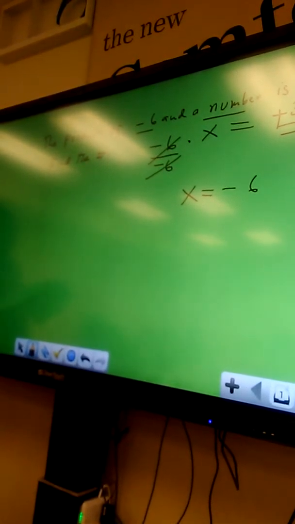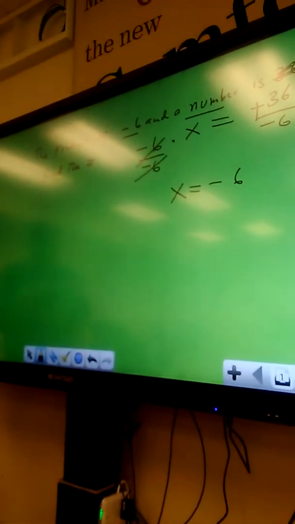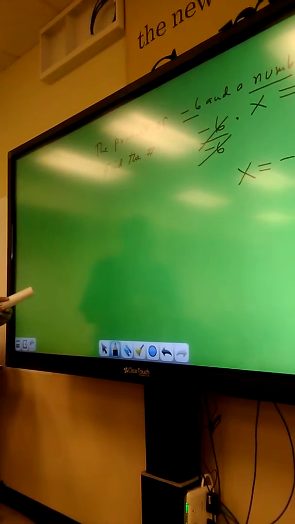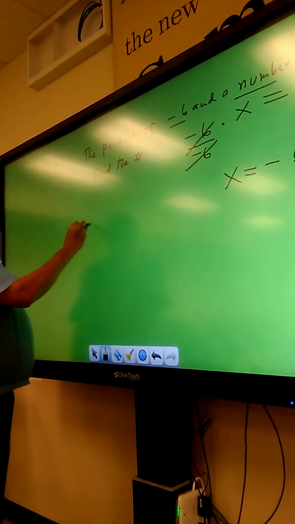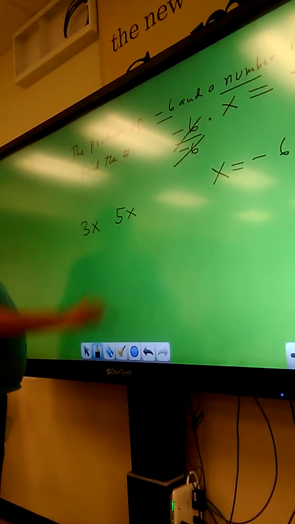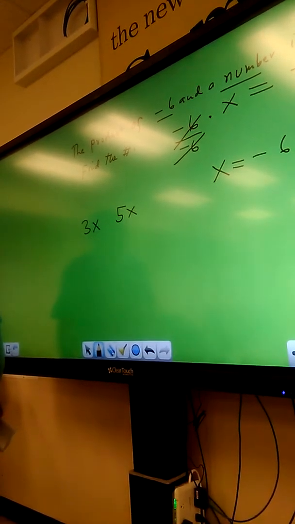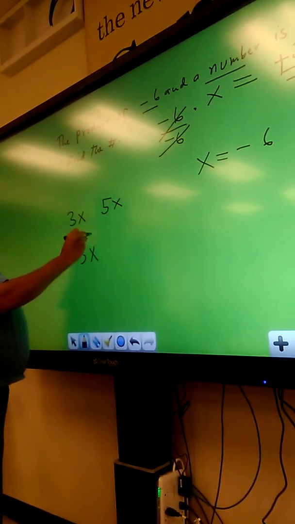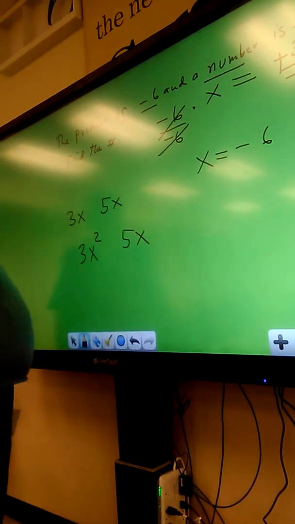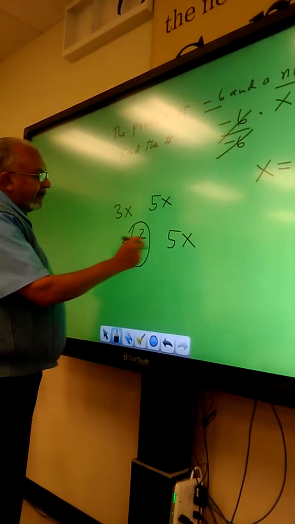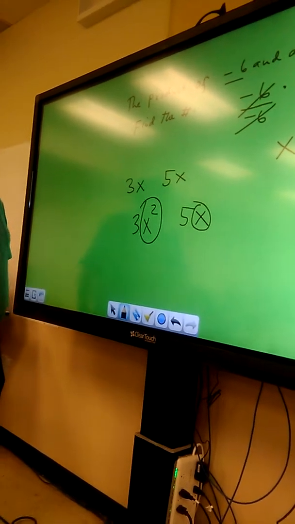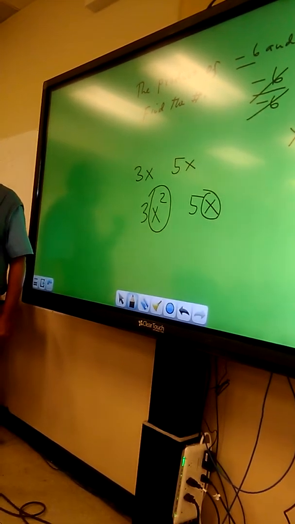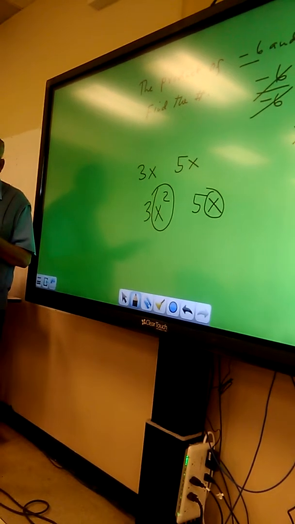Then you may be asked to identify like terms. So you think 3x and 5x are like terms? Yes or no? Yeah. What about 3x squared and 5x? No. See, the variable part doesn't look exactly the same. Even though the base variable is the same x, because of the exponent part, they are unlike terms.